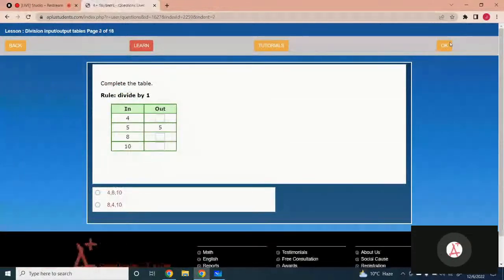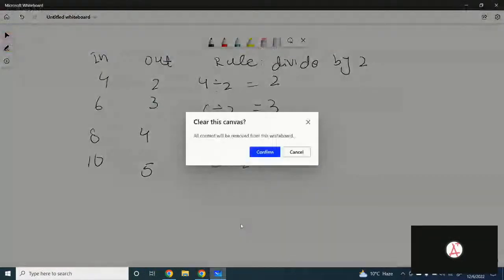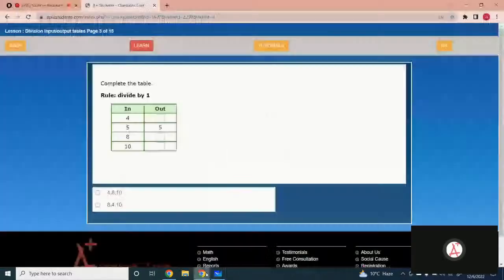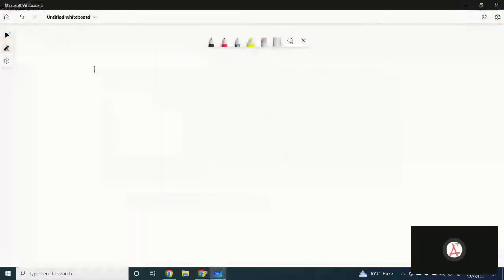Okay, divide complete. Please focus on the lesson I am discussing. Stop talking, everyone, because I have so many lessons to cover. So I am a bit quick. So please stop talking. Just focus on the lesson I am discussing.